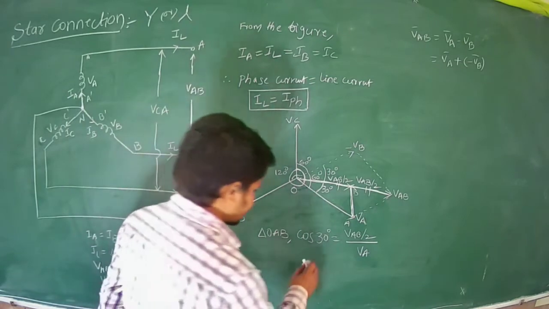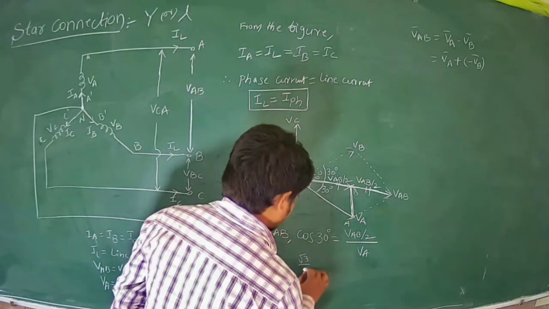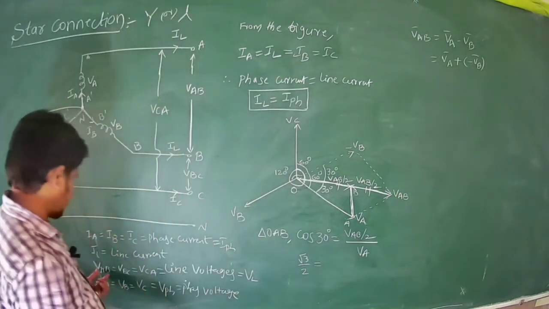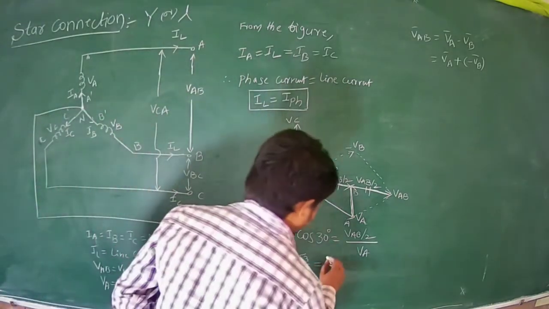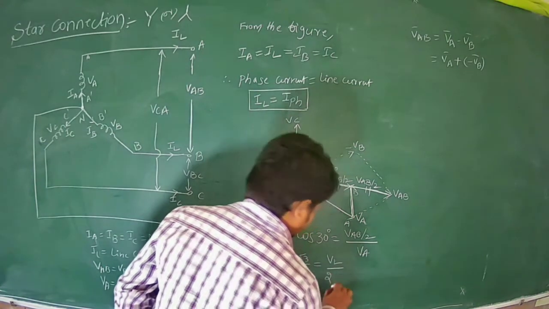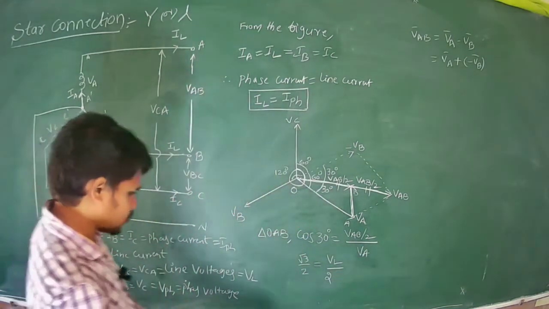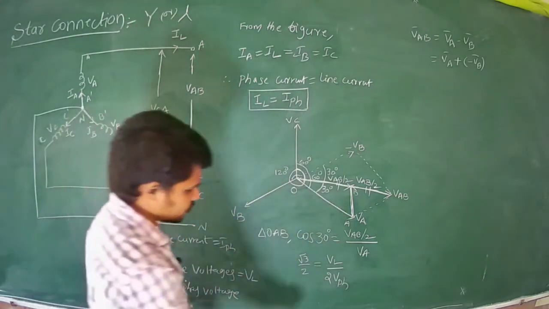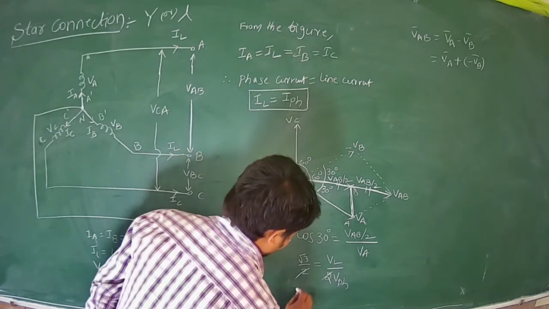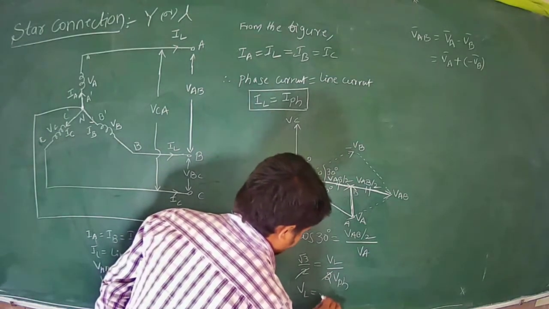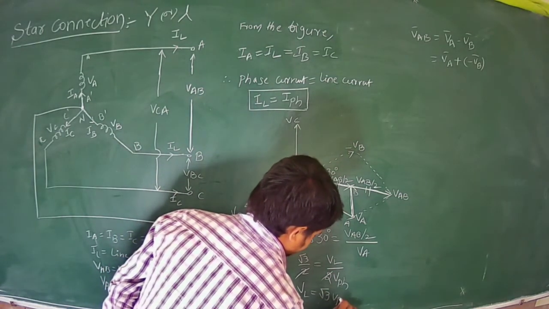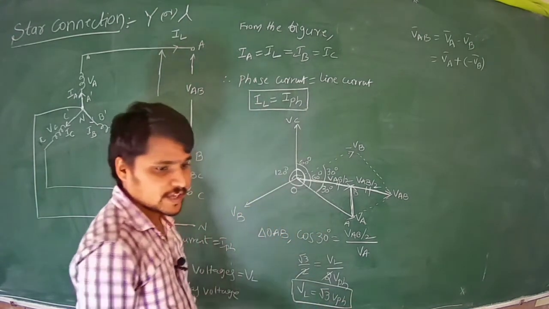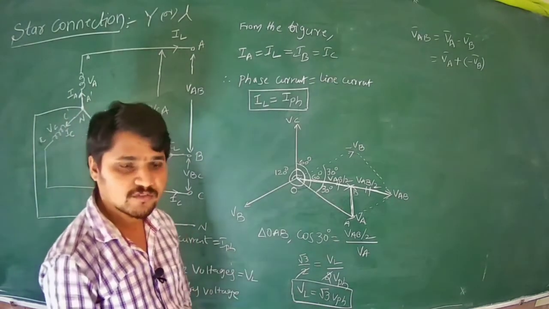Then cos 30 we know is root 3 by 2, equal to VAB, which is called line voltage VL, divided by 2 into VA, which we call the phase voltage, V phase. Therefore the 2 cancels, so VL is equal to root 3 times V phase.